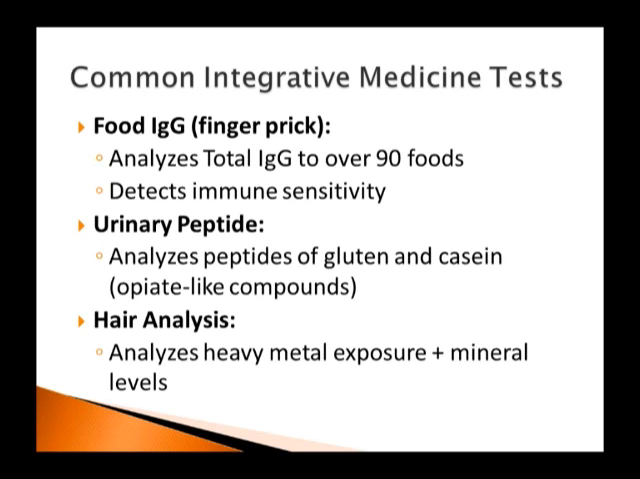And so many times we'll use the food IgG and the urinary peptide together. I often do the hair analysis. The hair analysis is easy to obtain, and it's accurate with respect to a screening test for heavy metal exposure. It does give some indication of certain minerals in the body as well. I wouldn't use it as a total mineral assessment, but it does a pretty good job at analyzing certain minerals. And so the hair analysis is something that I commonly do with a wide variety of people.